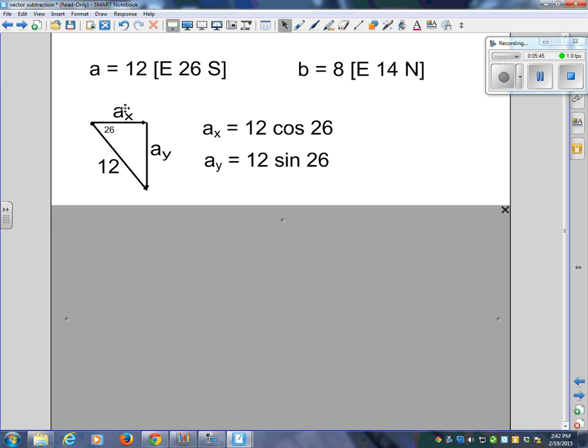So label the AX, label the AY. The AX is 12 cos 26. I asked yesterday, is the X always going to be cos? No. Why is this one cos? Because cosine is adjacent, and this vector here is adjacent to the 26. The Y is opposite, so it's the sine. For some silly reason, I don't have an actual numerical value there. 12 times cos of 26, I get 10.8. It's to the right, so it's going to be positive.